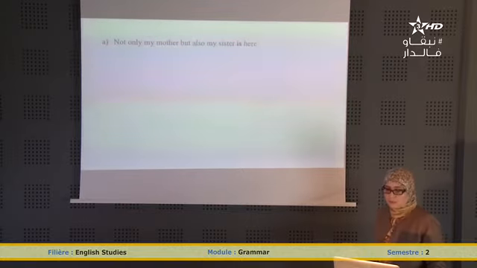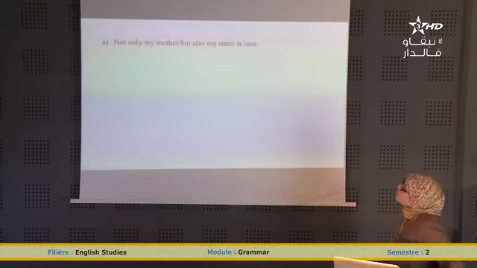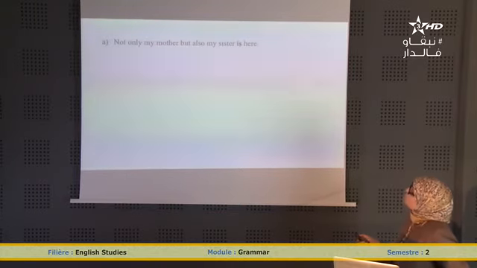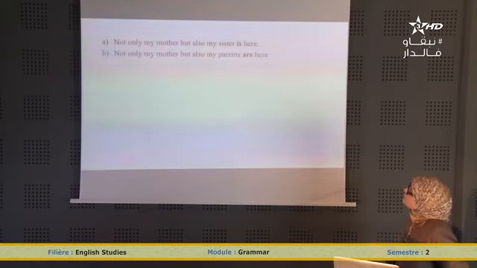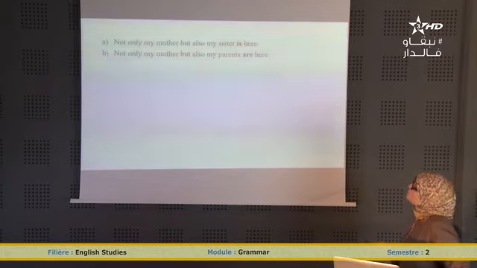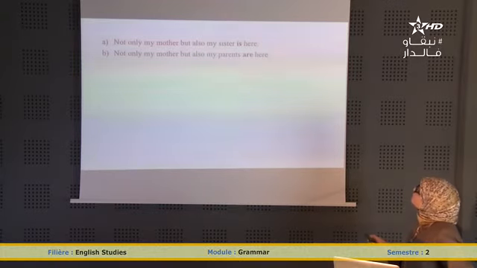Let's look at another example. Not only my mother, but also my sister is here. Now, if you look at this, you will see that we have here my mother and my sister, but the verb here is singular. Now let's look at another example. Not only my mother, but also my parents are here. So we have my mother and my parents, two subjects that are connected with not only but also, but the verb now is in the plural.